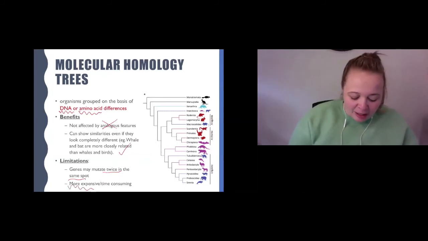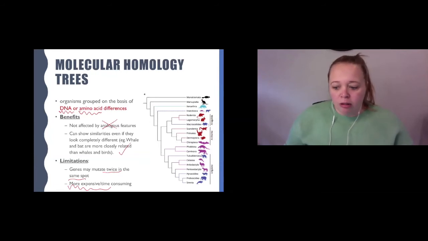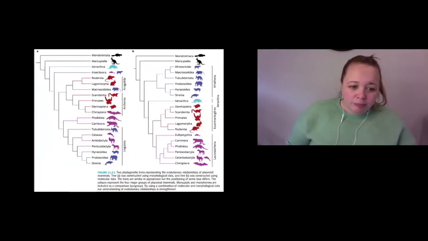The other thing about this is it's more expensive, obviously, and more time consuming. But we are doing this way more often than others. So what I'm going to do now is I'm going to go through a few trees, and then I'm going to go through what they're talking about on the news at the moment, which is the genomic sequencing of the COVID outbreak. So let's just have a look.